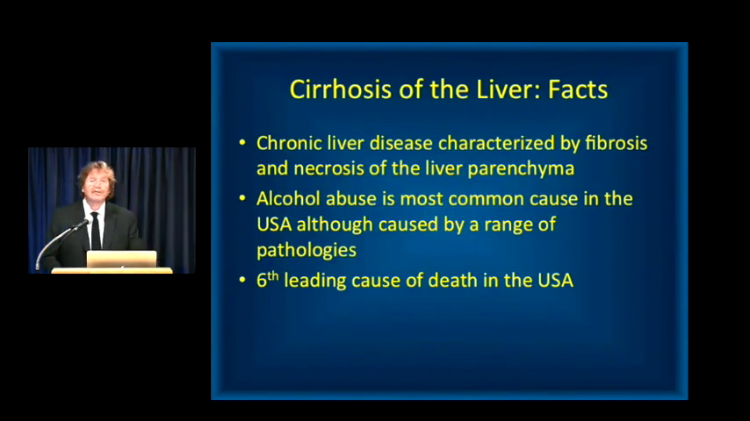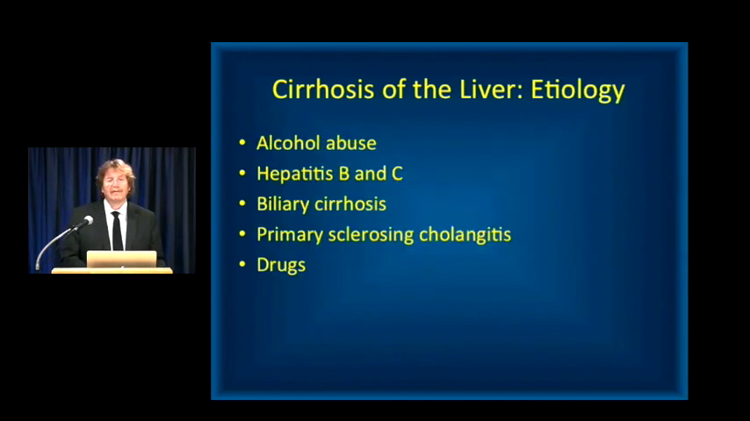Now, when we speak about cirrhosis, chronic liver disease, it's characterized by fibrosis and necrosis of the liver parenchyma, is what cirrhosis is. In the U.S., alcohol abuse is the most common cause, and it becomes the 6th leading cause of death in the USA. It involves billions of dollars in hospitalizations a year. It involves GI bleeding. It involves portal hypertension. It involves patients for liver transplants. It's really a tremendous health problem in the United States, one that, in a sense, could be avoided. It's very much like smoking, but again, alcohol abuse is the problem.